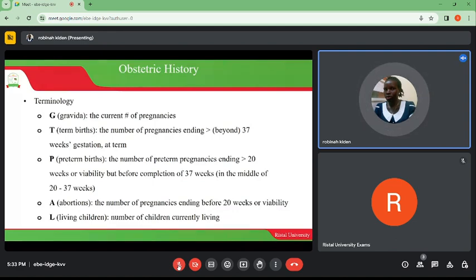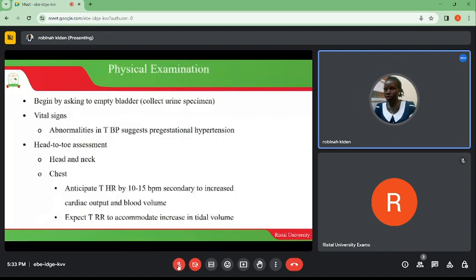Then A stands for the abortions, which refers to the number of pregnancies ending before 20 weeks of viability. Then the L stands for living children, number of children currently living. So those are the terminologies that you will be seeing more often when you're doing the obstetric history.